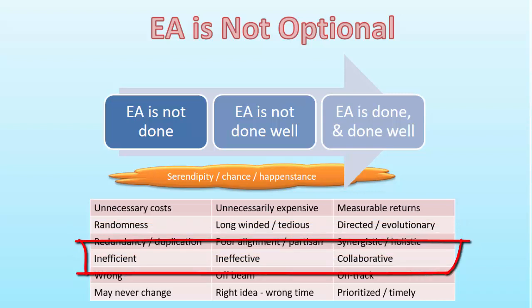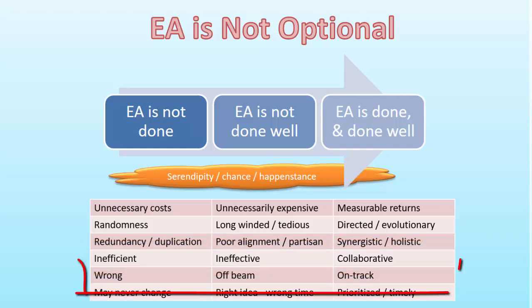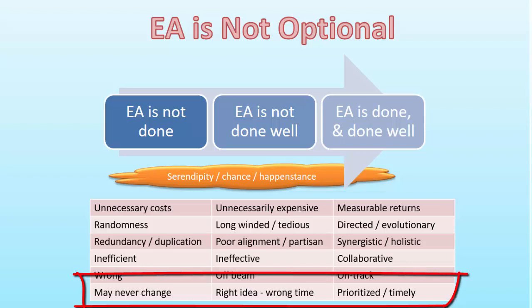The architecture is starting to move away from being inefficient. It's starting to be more collaborative, but it might still not be as effective as it could be. You're moving away from the wrong architecture to exactly the right architecture you need, but it's still slightly off beam in places. The architecture is changing, but the changes are not necessarily the right ones in the right place at the right time. You might have the right idea, but the timing might be wrong. You might not be able to deliver the things that are needed as they are needed.